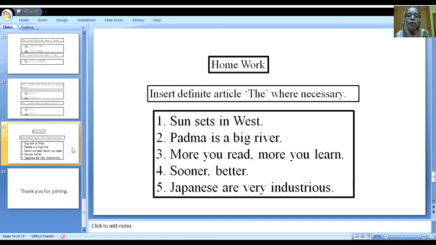Now come to your homework. You have to insert definite article the where necessary. I have given there 5 sentences. You have to put article where necessary. That means you have to select the places where article is needed. Try to complete the homework, and when your school reopens, you will show it to your related teacher.